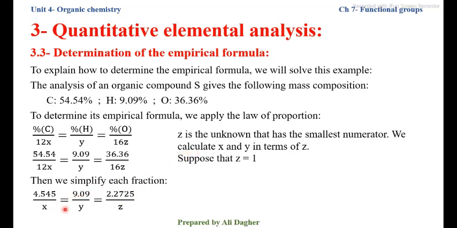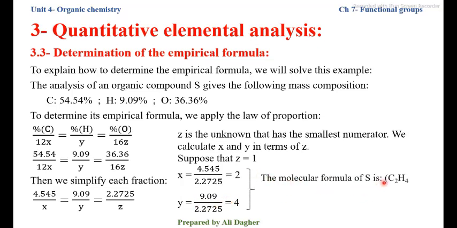Then we calculate x and y in terms of z. That means we will take z as a common factor and replace it by 1. Then suppose that z equal 1, then the relation becomes x equal 4.545 times 1 over 2.2725 equal 2, and y equal 9.09 times 1 over 2.2725 equal 4.